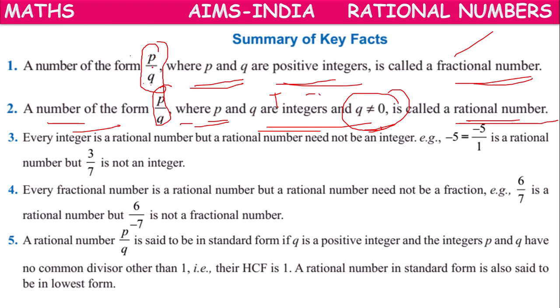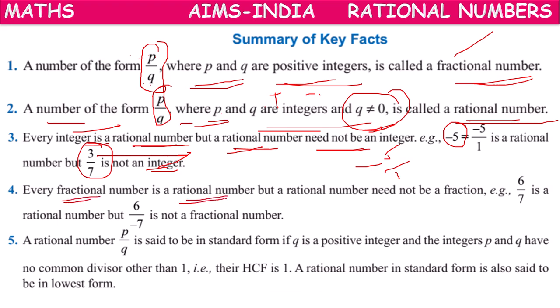So every fractional number is a rational number, but every rational number need not be a fractional number. Every integer is a rational number, but a rational number need not be an integer. Minus 5 is an integer, can be written as minus 5 by 1. So every integer is a rational number. But the rational number 3 by 7 cannot be written as an integer. Every fractional number is a rational number, because 6 by 7 is a fractional number, also a rational number. But 6 by minus 7 is a rational number, but not a fractional number.